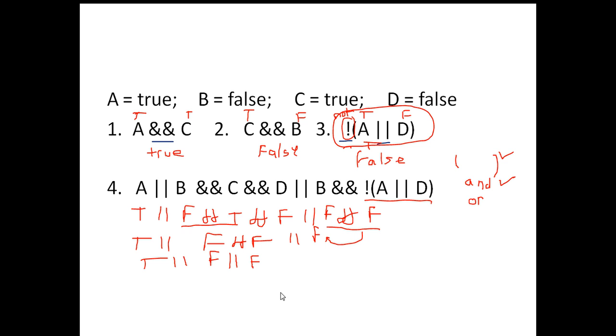Now we do the ors from left to right. So we do this one first. True or false. Only one has to be true. Like if you take out the trash but not the dishes, you're still okay if it's an or. So that's true or false, and then true or false again. So our final answer is true. Alright, those are things to help for the final.